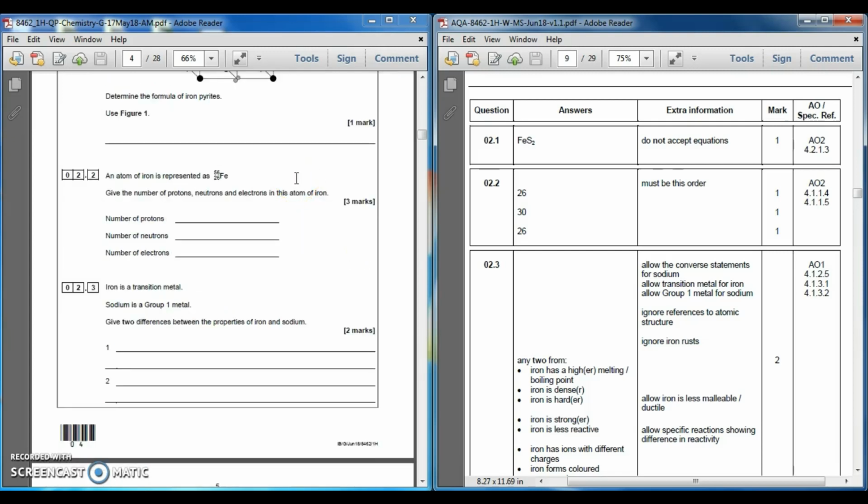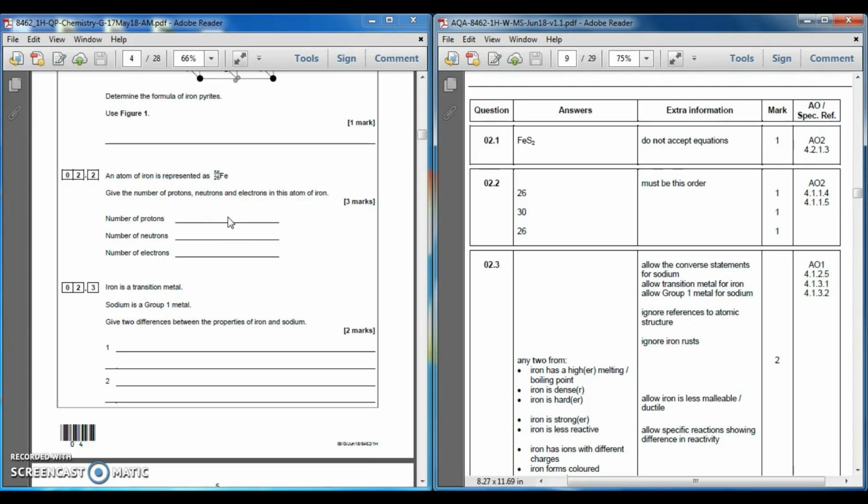For question 2.2, generally well answered overall. You've got Fe 26 at the bottom, 56 at the top. The 26 at the bottom is the atomic number. That tells you how many protons there are. So you'd have 26 positive protons as our first gap. And because we know we've got 26 positives, we'll also know we've got 26 negative electrons at the bottom.